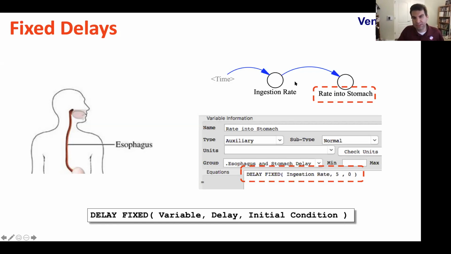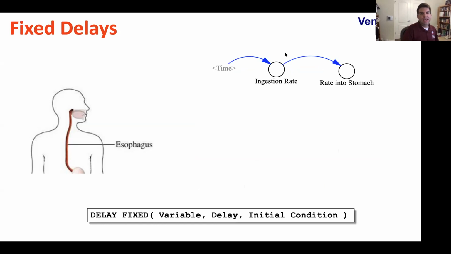When you start the simulation, if the stomach is a delayed version of the ingestion rate, we don't know what's currently in the stomach at the very start, because it takes 5 seconds for whatever's in the ingestion rate to get into the rate into the stomach box. So this third argument is just, what do you do during that initial wait? If I do delay fixed, ingestion rate, comma 5, comma 0, this is a way I can implement that the rate into the stomach is initially 0. And then 5 seconds later, it will be whatever the ingestion rate is from that point on, just delayed by 5 seconds. So let's see how that might look.